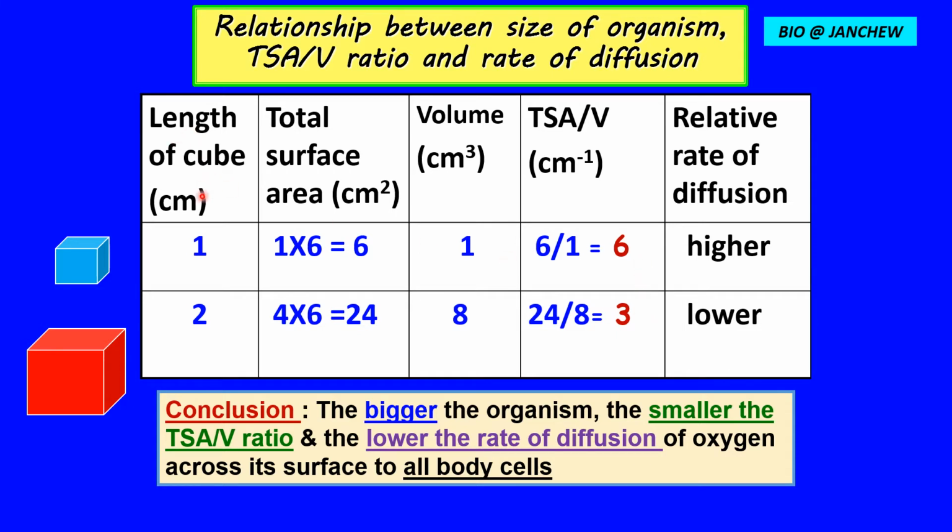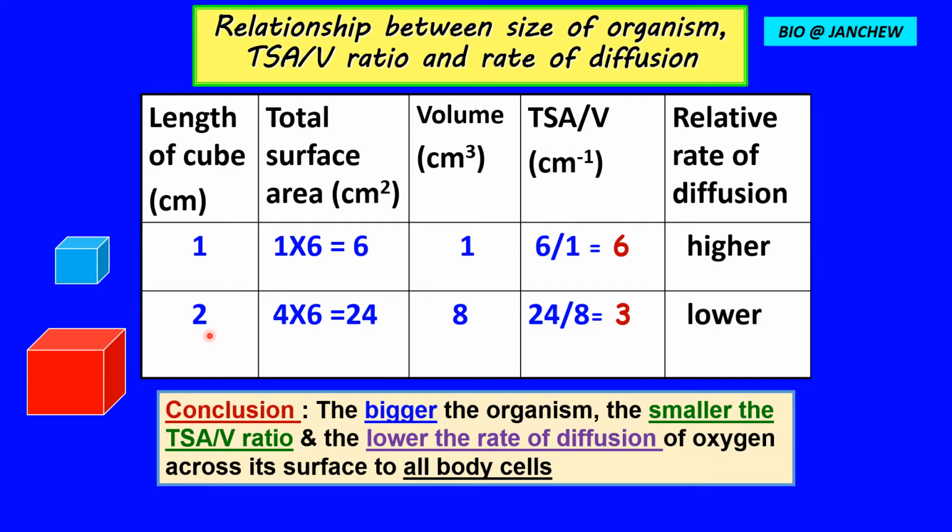Okay, so if the length of the cube is 1 cm, 1 by 1 by 1, what is its total surface area? Take one face here. One face has the surface area of 1 times 1, which equals 1, and then there are 6 faces, so you times by 6 and you get 6. Volume is length cubed, so it will be 1 times 1 times 1, which is 1. TSA per V ratio is the total surface area divided by 1, which is the volume, so you get 6.